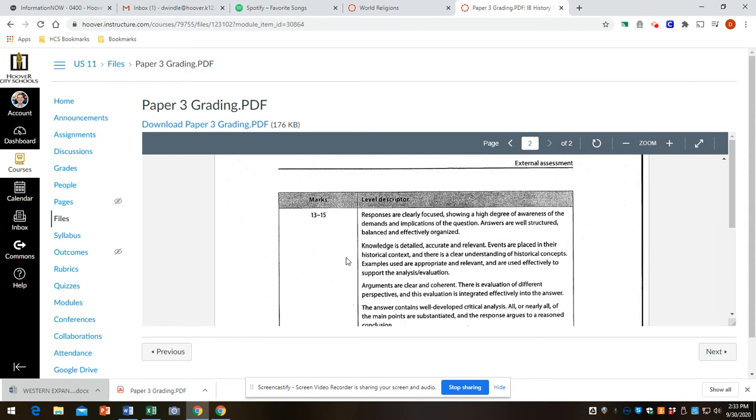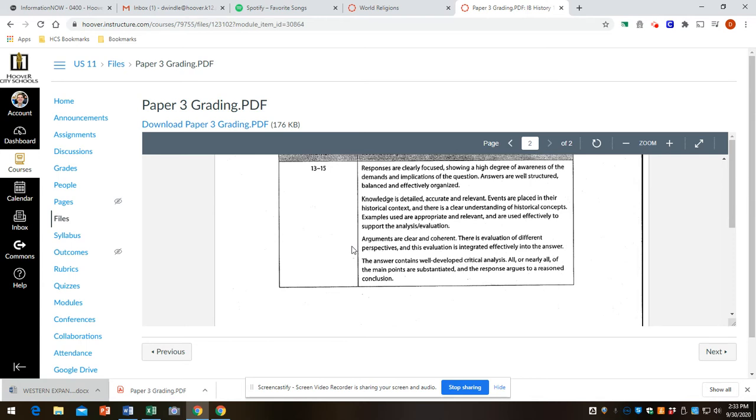Knowledge is detailed, accurate, and relevant. Events are placed in their historical context, and there's a clear understanding of historical concepts. Examples used are appropriate and relevant, and are used effectively to support the analysis/evaluation. Arguments are clear and coherent. There is evaluation of different perspectives, and this evaluation is integrated effectively into the answer. So you may fall down on one side, but you're not ignoring the other side. You're sort of unpacking it and dismissing it and explaining why your side is correct.